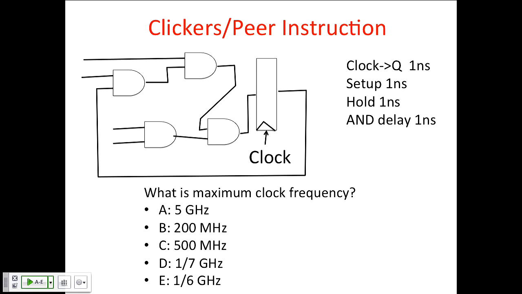Question? Yes. How did you get from 5 nanoseconds to 200 megahertz? You take the reciprocal, right? 1 nanosecond is 1 gigahertz, right? 10 to the minus 9. So, 1 hertz is 1 second, right?